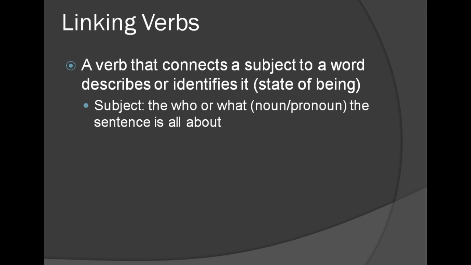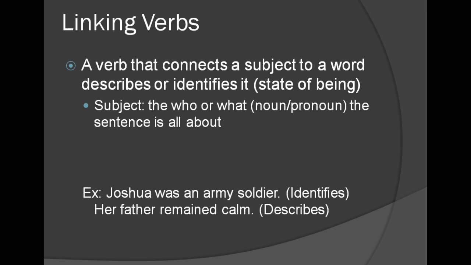The subject in a sentence is who or what that sentence is all about. This will be a noun or a pronoun, a person, place, or thing. Okay, who or what the sentence is all about is the subject, and a linking verb takes that who or what and connects it to another word that either describes it or identifies it.